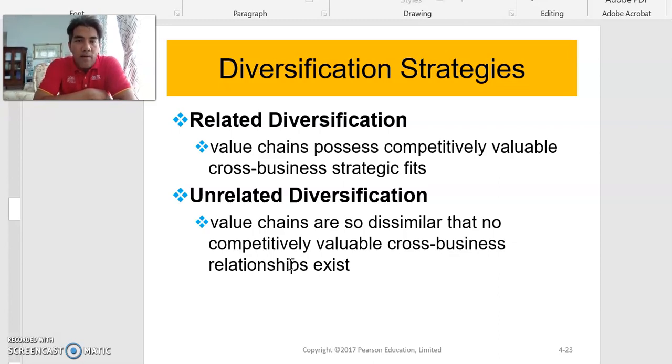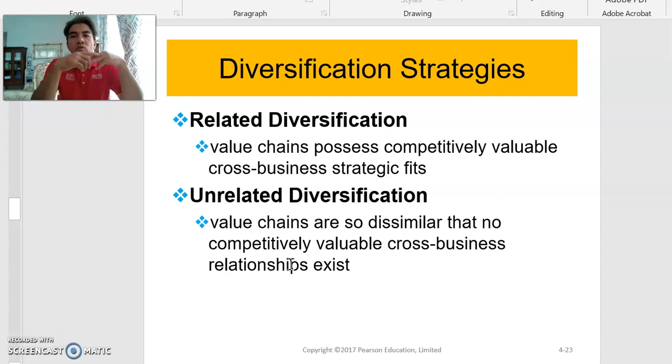For example, you are producing karipap daging, and then maybe you want to diversify into karipap pusing, or you add on a different product, karipap sardin for example, with just a little bit of twist but a different product. That is what we call related diversification.